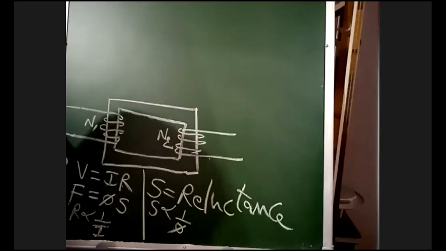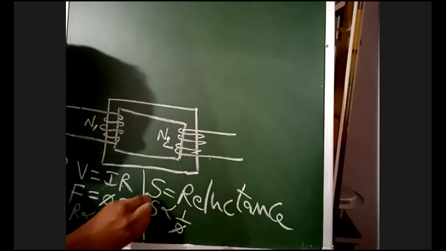Iron piece is having low reluctance. Sorry, I had told it wrong. Iron piece is having less reluctance. In brackets, property of iron piece. So what is the property of iron piece? Having low reluctance.